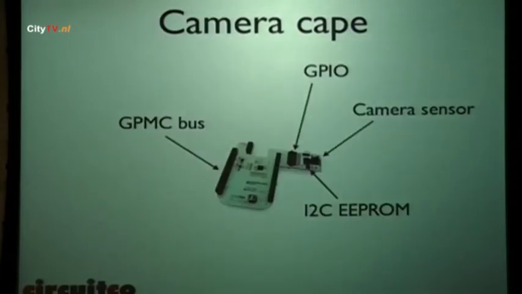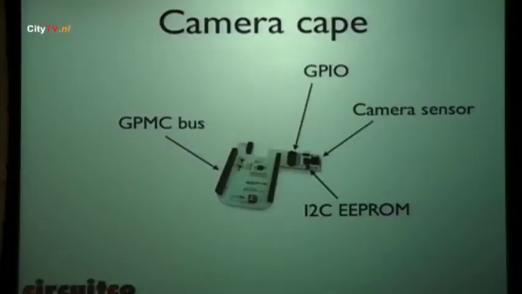And this one is one of the most difficult capes we had to support. It's the camera interface, which uses what we call the GPMC bus. It's a general purpose memory controller. So we get 16 bits of pixel data at roughly 50 megahertz in. It also has I2C for sensor control, GPIO to sense which way you plugged in the sensor to automatically flip it, and an EEPROM on the sensor board.